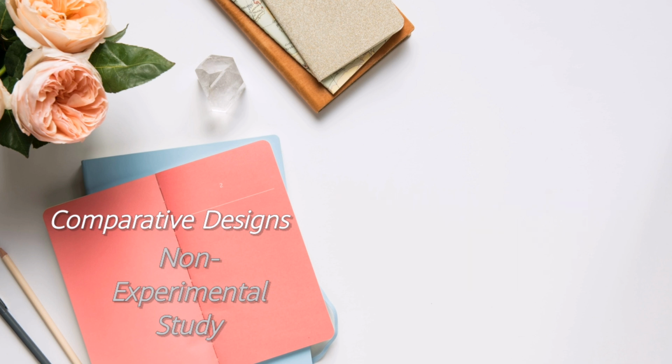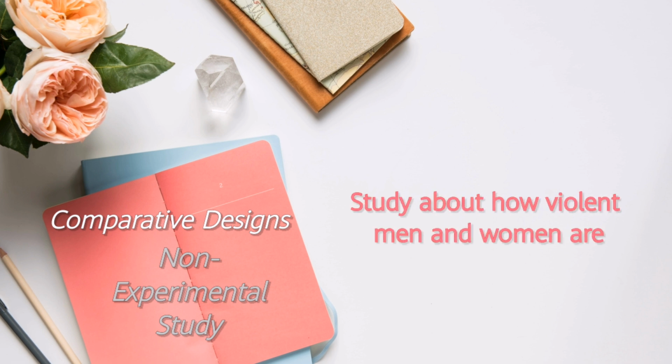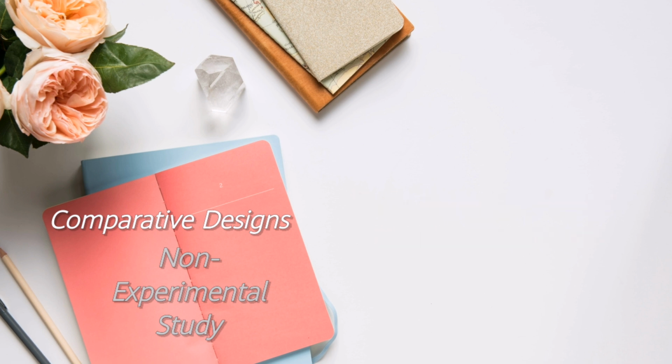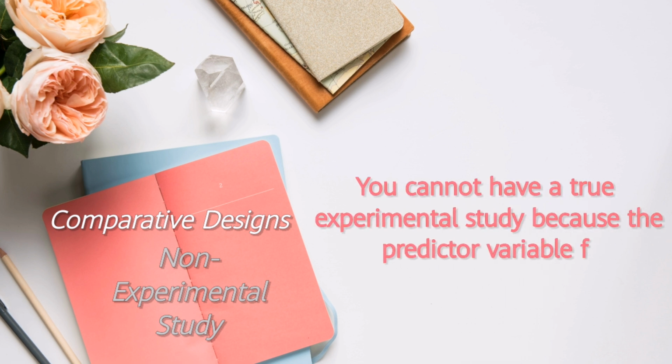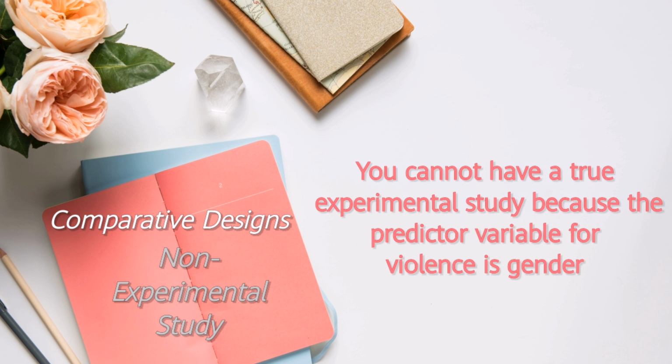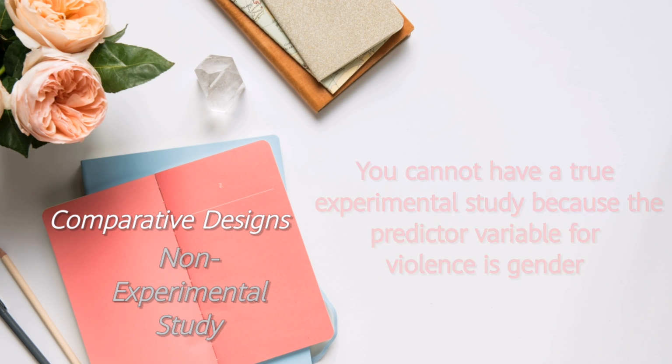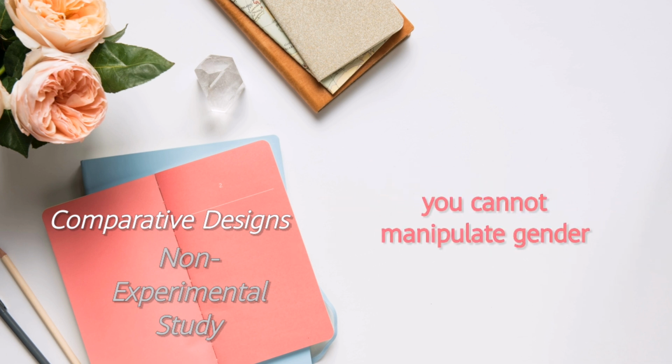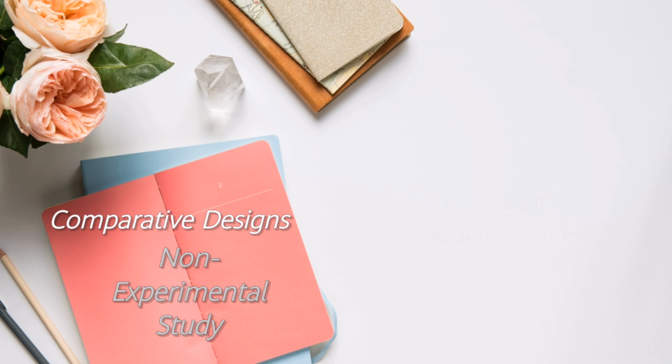For example, let's say you are asked to conduct a study about how violent men and women are. Obviously, you cannot have a true experimental study because the predictor variable for violence is gender, and you cannot manipulate gender. Thus, your study design must be non-experimental, and it should be observational.